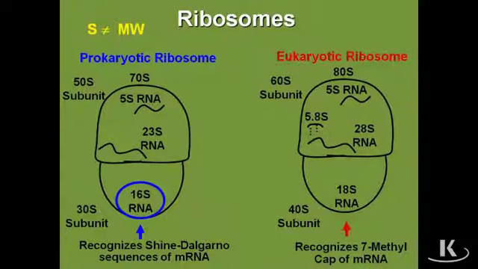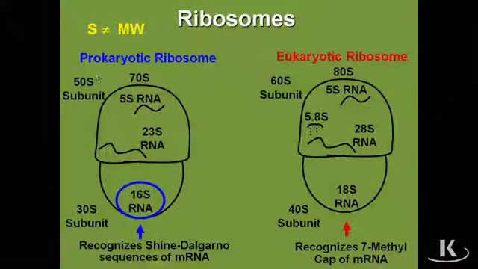So the key features here, once again: the prokaryotic ribosome, 70S is the complete ribosome, divided into a 50S and 30S large and small subunit respectively. The eukaryotic ribosome is a complete 80S ribosome, subdivided into a large 60S and a small 40S subunit. What initiates translation in prokaryotes? It's binding of the 16S ribosomal RNA to the Shine-Dalgarno sequence. What initiates translation in eukaryotes? It's binding of the complete small 40S ribosomal subunit to the cap on the messenger RNA.